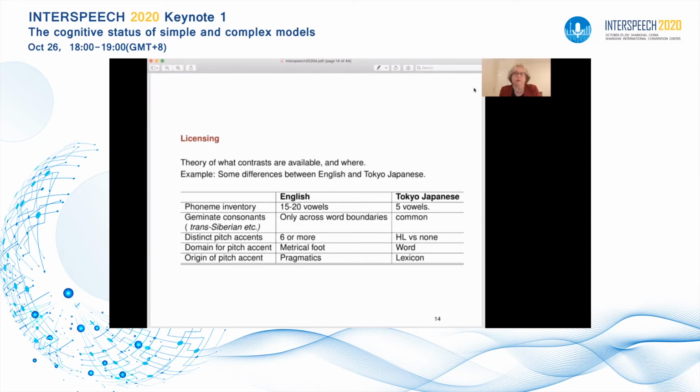In English, the domain for the pitch accent is the metrical foot. So that means every time you have a metrical foot, you get a chance to have a pitch accent. In Tokyo Japanese, it's the word, and in fact, pitch accents in Tokyo Japanese have nothing to do with the metrical pattern. And in English, the accents are a property of words in the lexicon. In Tokyo Japanese, they're a property of words in the lexicon. And in English, they're assigned at the phrasal level based on the pragmatic message that you're trying to get across with your phrase.